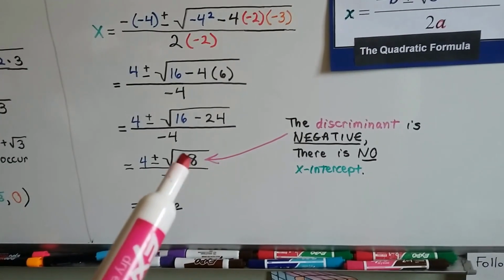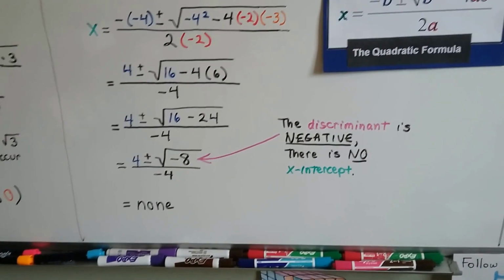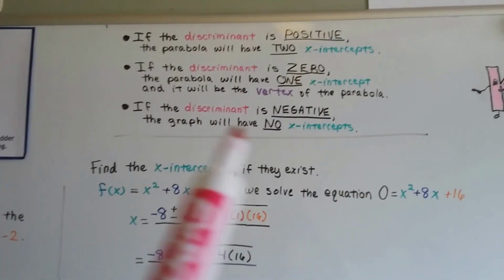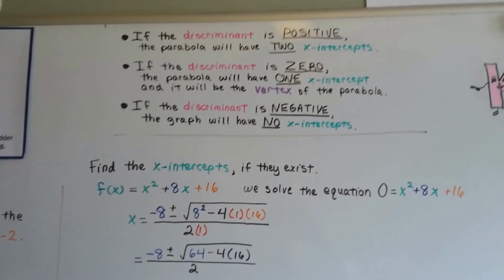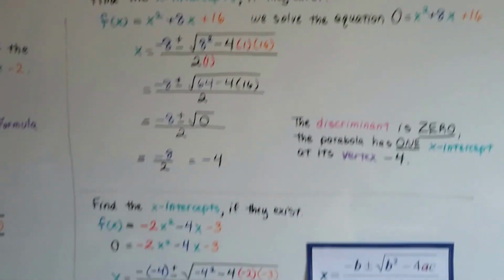And because that discriminant is negative, there is no x-intercept. There's none. That's the answer. All right? So it was negative. And in our rules, if the discriminant is negative, it's going to have no x-intercepts. Okay? That wasn't too bad, was it?